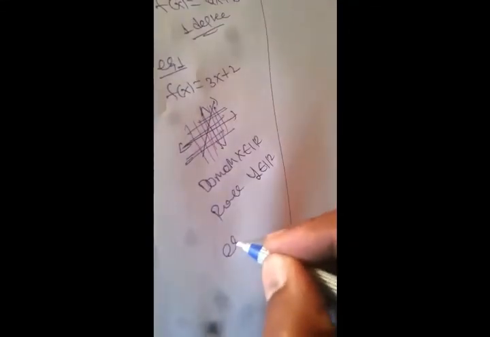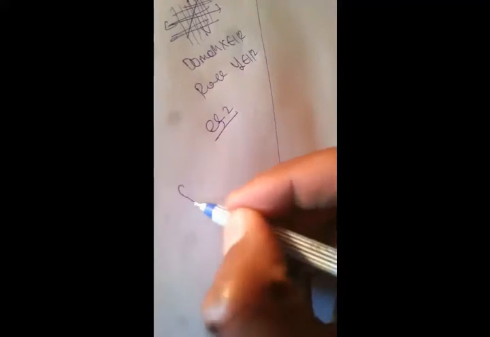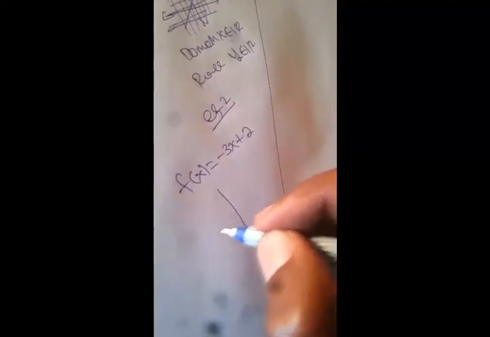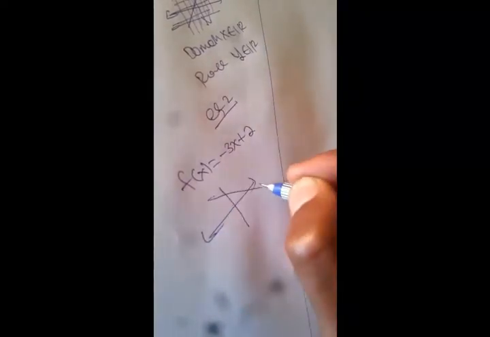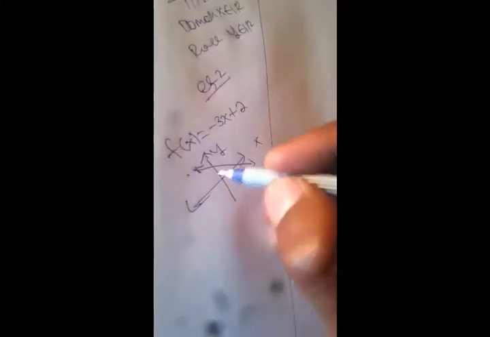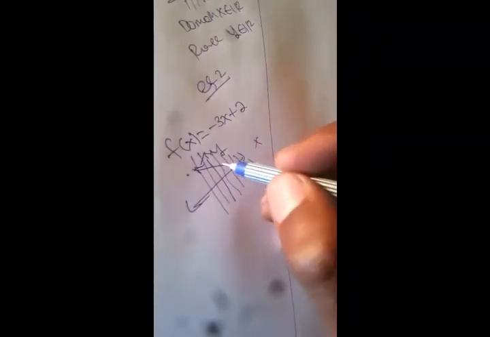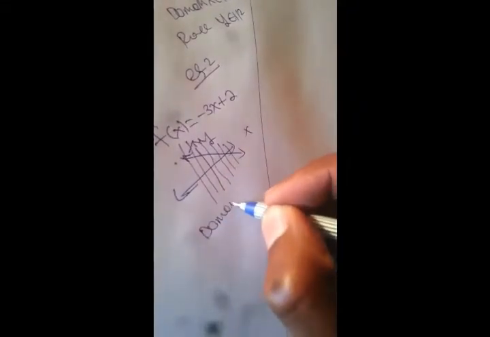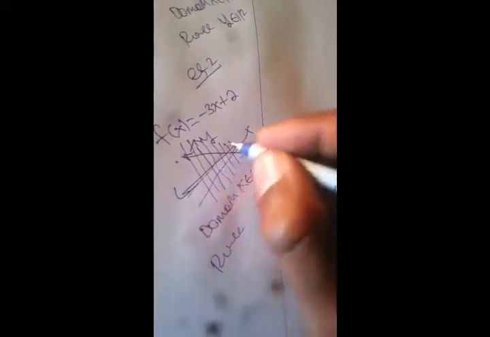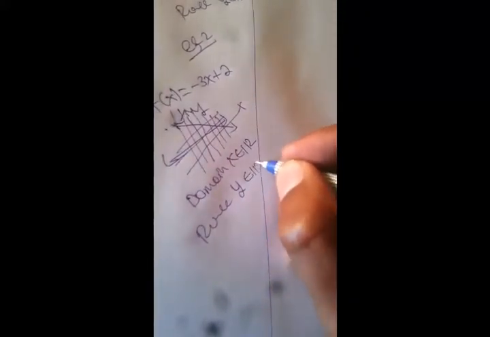The second example, example 2, will be f of x is equal to minus 3x plus 2. Whenever you draw this in the xy coordinate, it will look like this. This is our equation, this is the x coordinate and this is the y coordinate. Whenever you draw a vertical line, it always crosses the equation, so its domain will be x, an element of real numbers, and its range will be y, an element of real numbers.